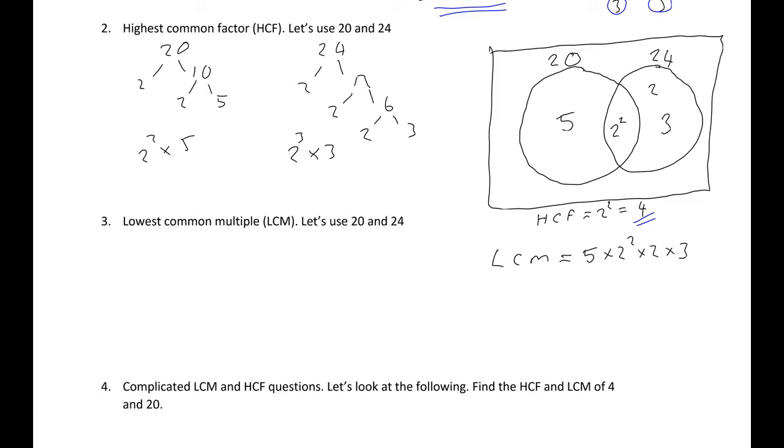We don't like the fact that we've got them on their own, and I like to write them in numerical order. So I'd write 2 cubed times 3 times 5. There we go. That is the lowest common multiple.